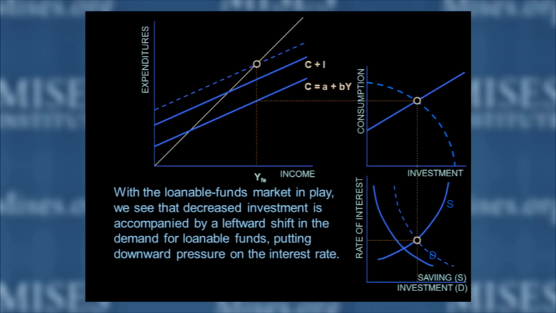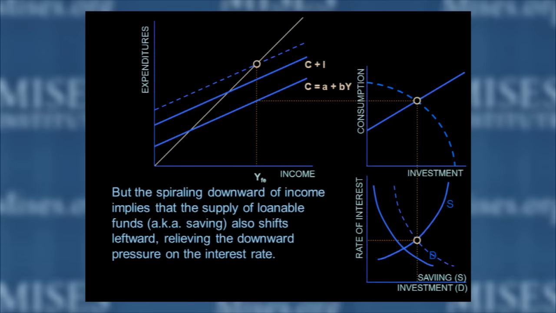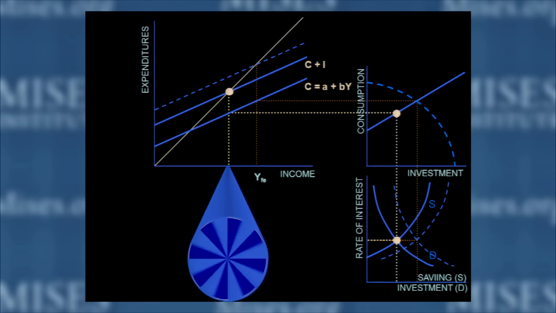And at this point, you might think, well, okay, then you're going to get a lower interest rate. But Keynes says, no, before that can happen, the spiraling downward of income implies that the supply of loanable funds, also known as saving, shifts leftward too, relieving the downward pressure on the interest rate. So there goes the supply. And once that happens, the interest rate didn't change. So Keynes says, well, why do we fool with this curve? Because the interest rate doesn't change. Both curves shift together. Okay.